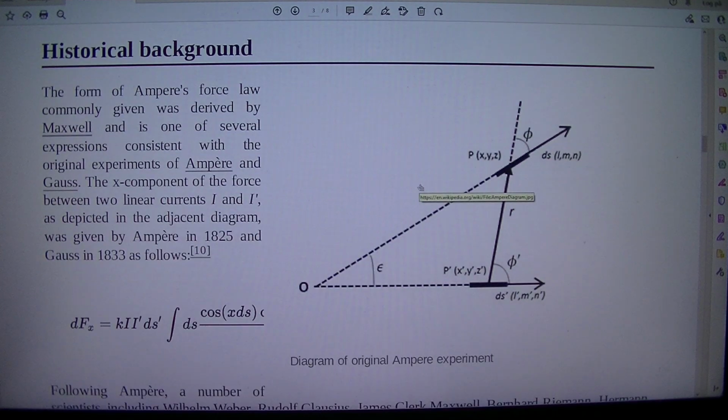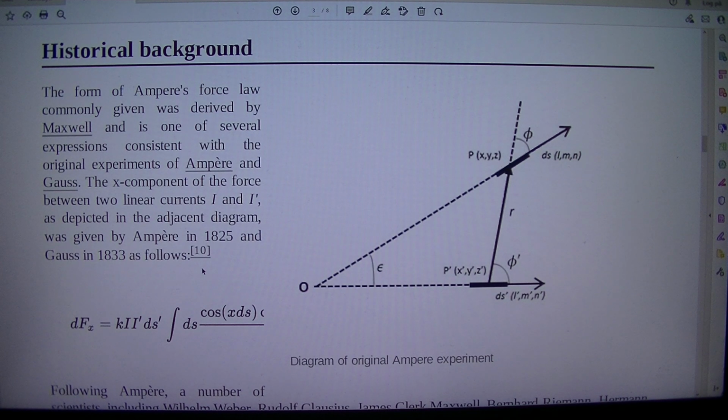Historical background. Diagram of original Ampere experiment. The form of Ampere's force law commonly given was derived by Maxwell and is one of several expressions consistent with the original experiments of Ampere and Gauss. The x-component of the force between two linear currents I and I' as depicted in the adjacent diagram was given by Ampere in 1825 and Gauss in 1833 as follows.